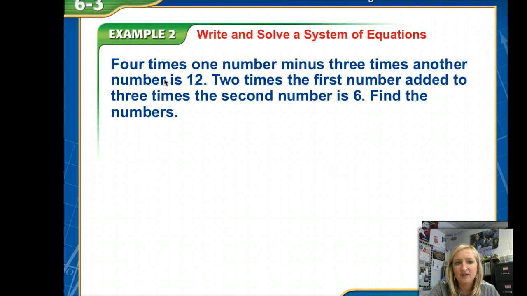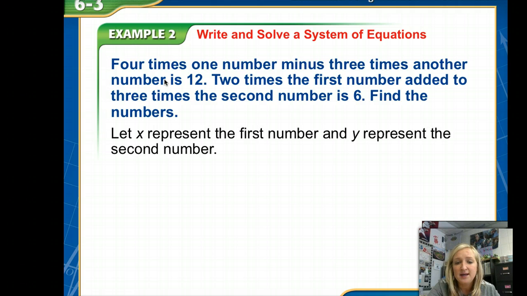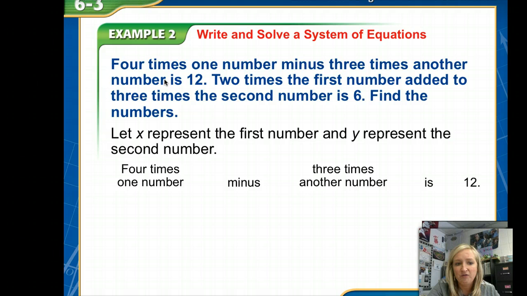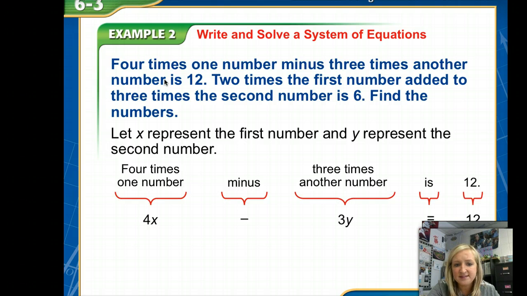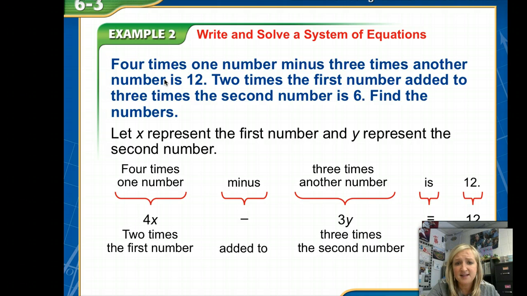All right, let's move on to example number 2. Example number 2, basically the exact same thing. They're going to give you some word sentences that you need to translate into equations. So 4 times one number minus 3 times another number is 12. So we have 4x minus 3y is 12. The second equation is 2 times the first number added to 3 times the second number is 6. So we figure out the second equation.